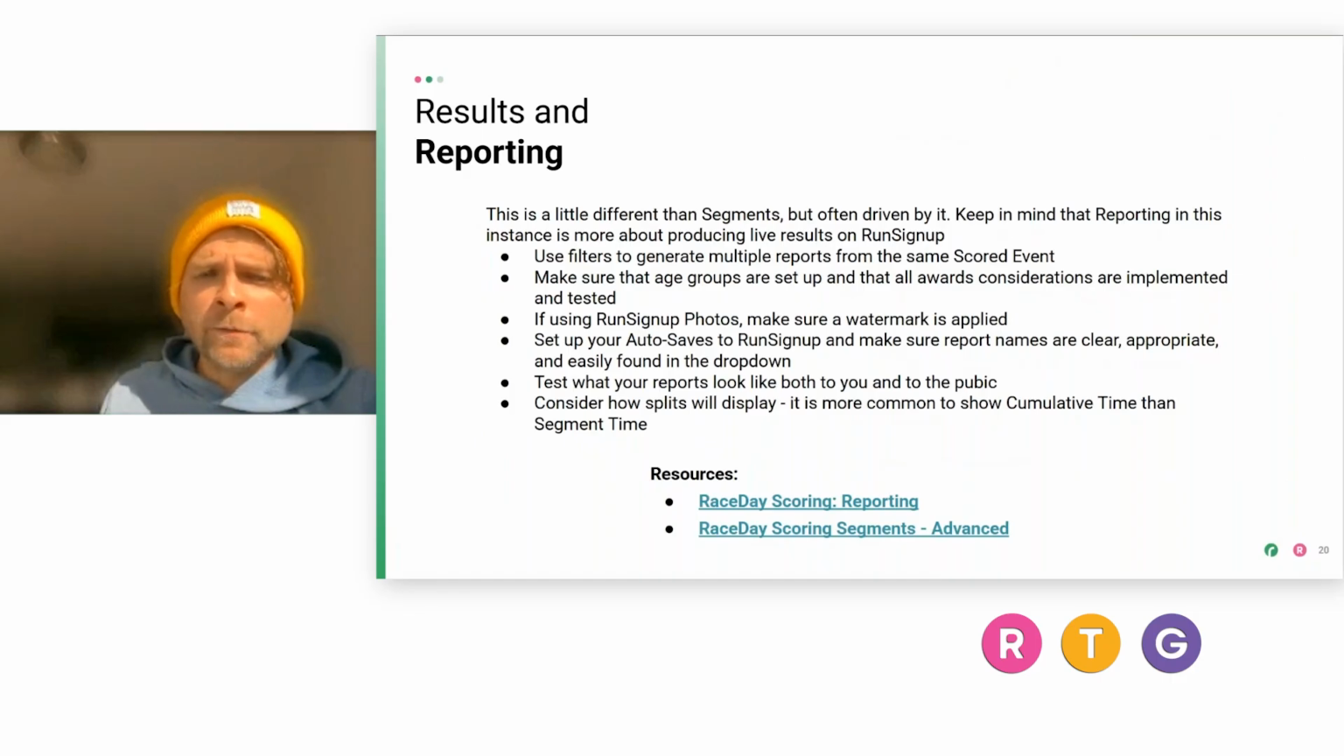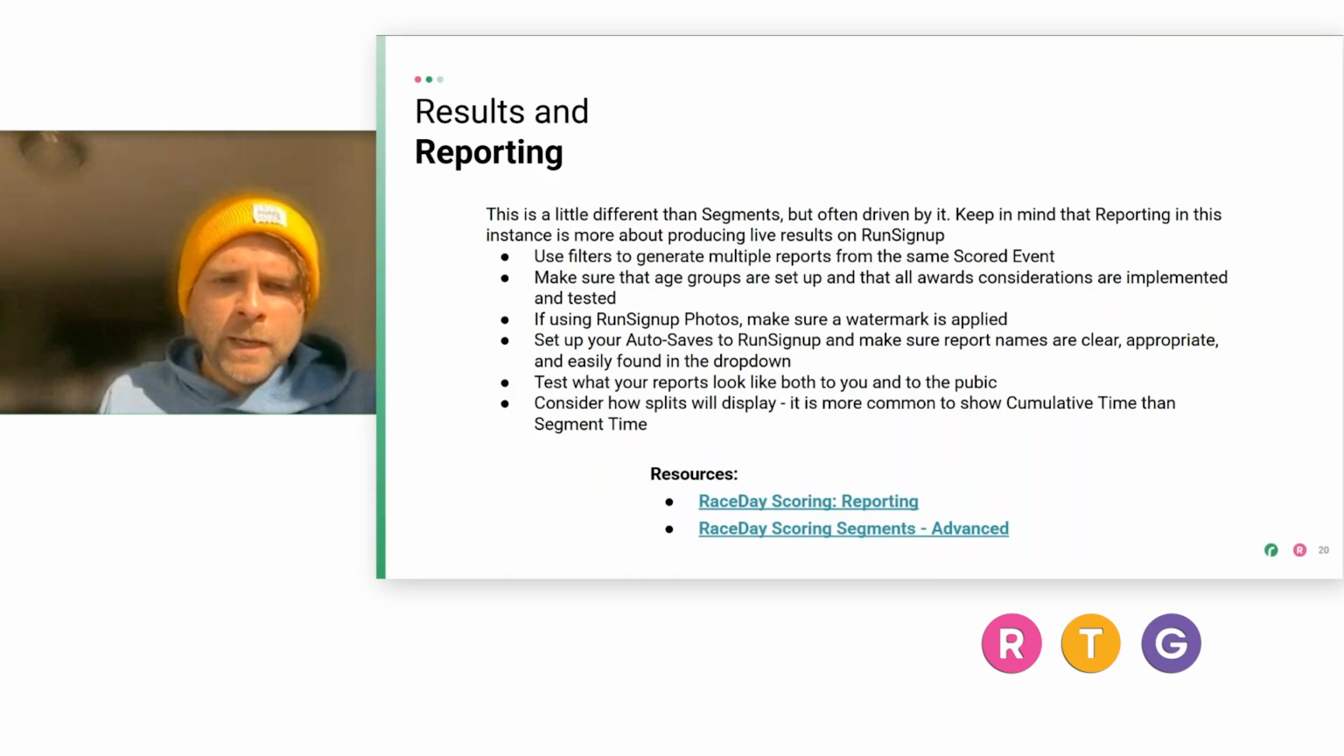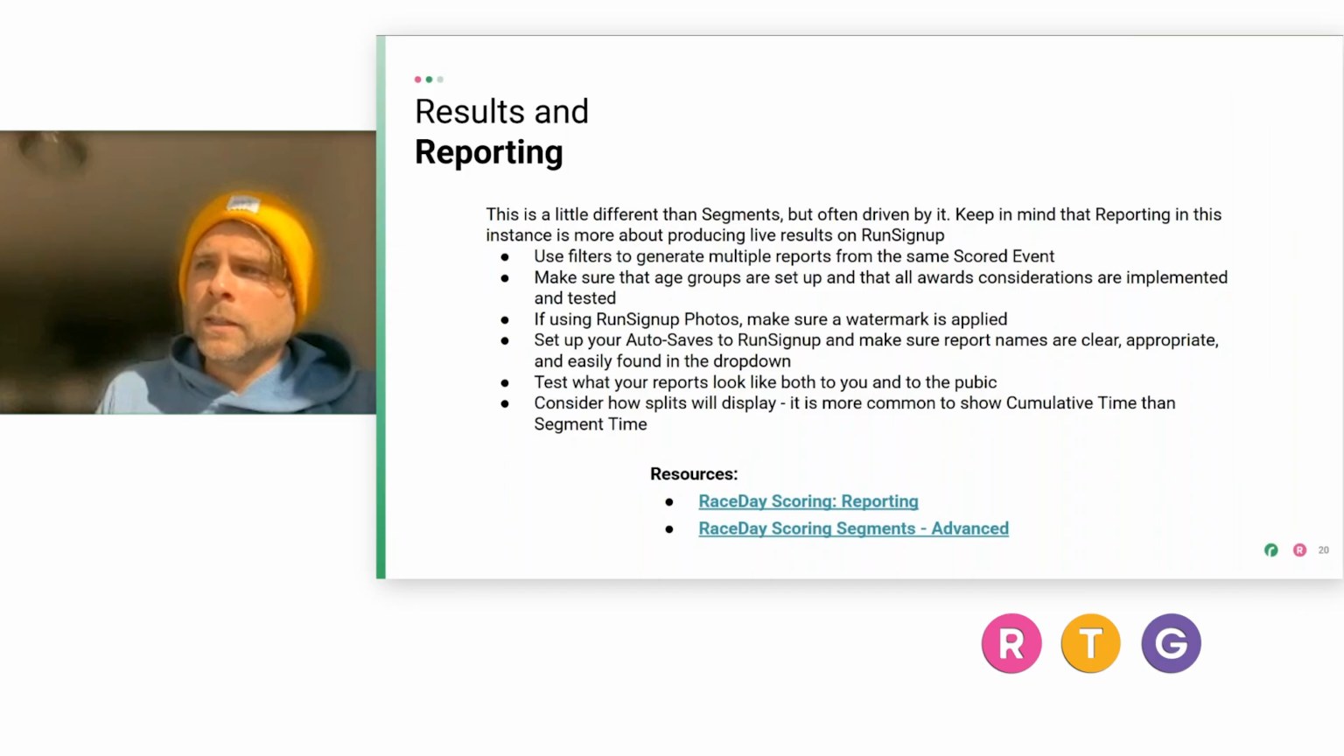If you're using RunSignup photos, make sure that that's ready to go and that you have a watermark applied so that when photos are tagged, they have that nice watermark there. Set up your autosaves to RunSignup and make sure that report names are clear, appropriate, and easily found in the dropdown. When you name a report, that's how it's going to be viewed by spectators and participants. So make sure that's clear: is this male overall? Is this the firefighter report? What leaderboard am I looking at here? Make that all clear and test it. I honestly will ask my parents, hey, does this make sense? Understanding that they're not timers.